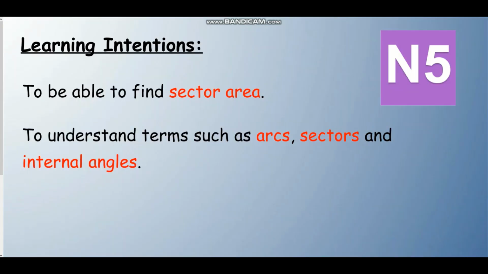Today's lesson is going to be all about being able to find sector area and understanding terms such as arcs, sectors and internal angles. In the last lesson we spoke about arcs and also internal angles. Today it's more the turn of sectors.